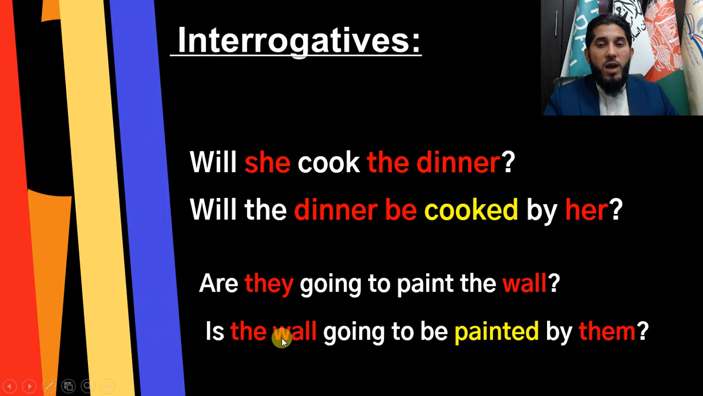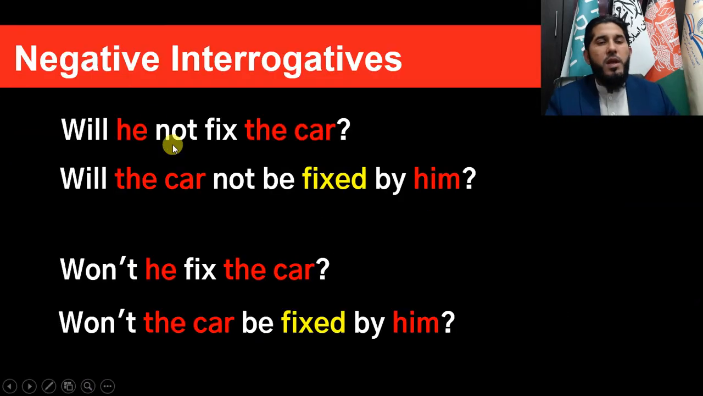Okay, is the wall going to be painted by them? Is the wall going to be painted by them? This is how you change interrogatives in simple future tense from active to passive form. Negative interrogatives, so you have the complete form. The first example is about complete form, and the second example is about short form. Short form is more common in daily spoken English, and complete form is more common somehow in academic English.